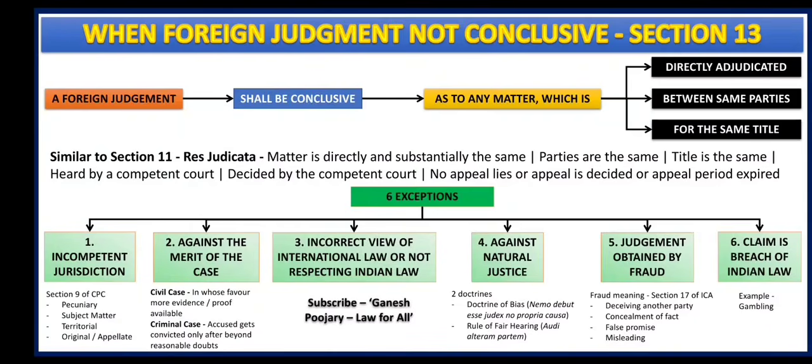And when we are discussing the Indian Evidence Act, Chapter 7, the burden of proof, which is covered between section 101 to 114A, it discusses all about who has the burden to prove. All of that is discussed in that particular law, but for now you need to remember that the foreign judgments are not conclusive when they are against the merit of the case. That is the second exception.